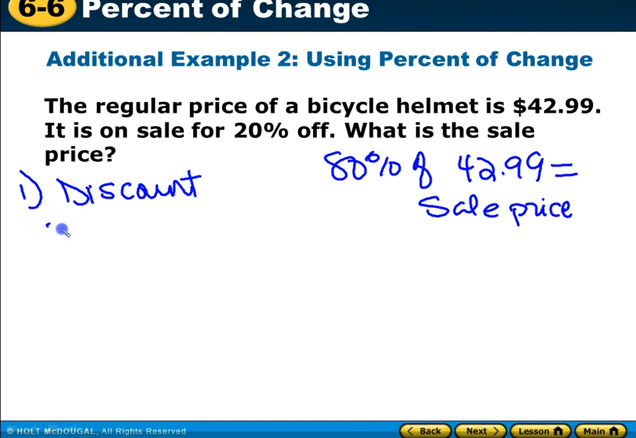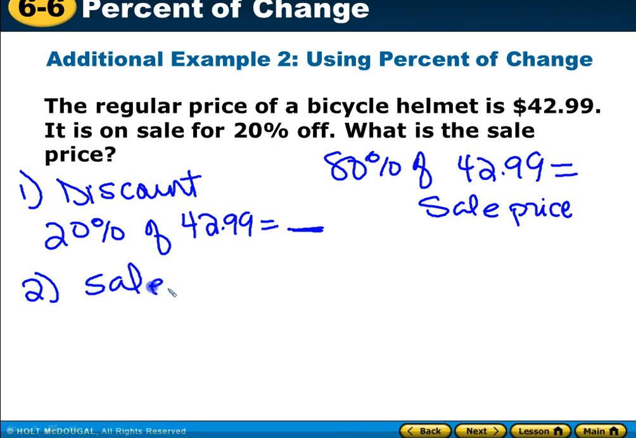So that'll be 20% of $42.99, and that will tell me how much the discount is. And then after we get the discount, then we find the sale price.